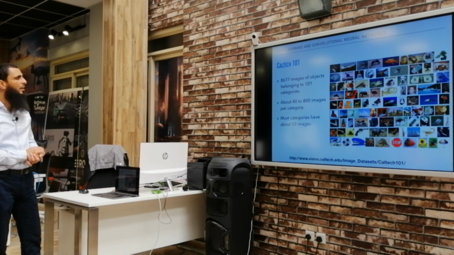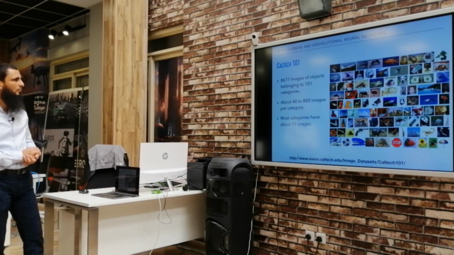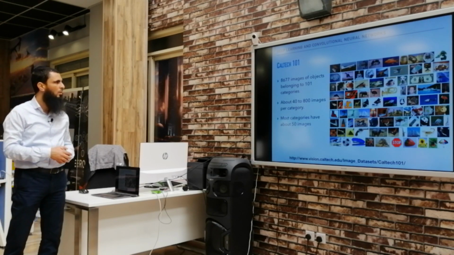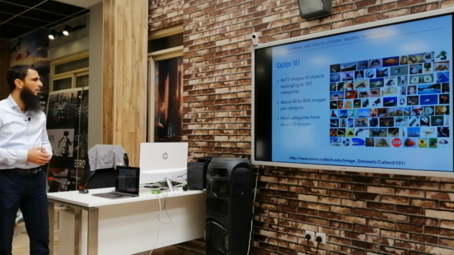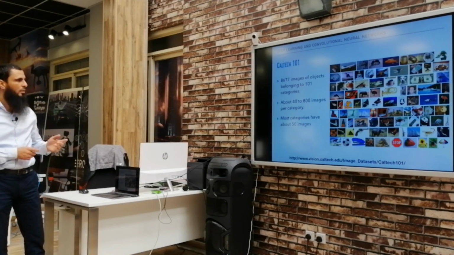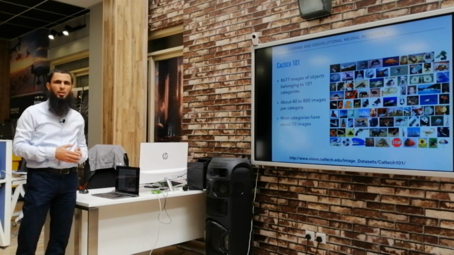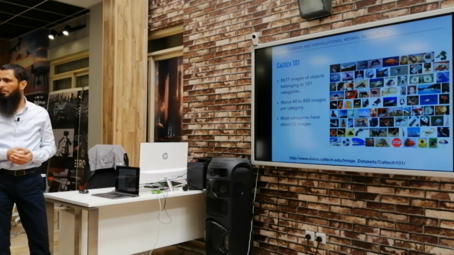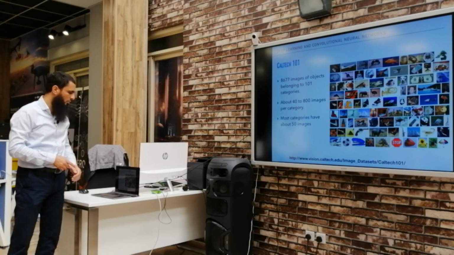There is also the Caltech 101. It contains 8,677 images, not for 10 categories, but for 101 categories. So here we have many more categories, and in every category we have 40 to 800 images, and most of the categories have 50 images, for classification also.